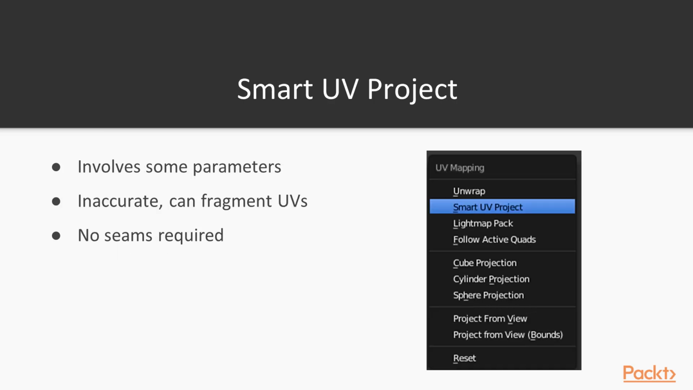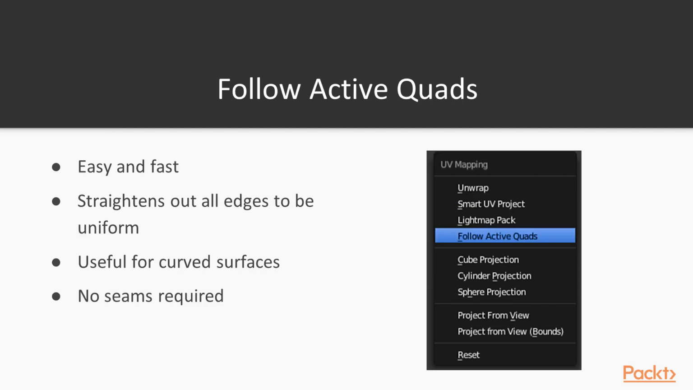The next UV mapping method is called smart UV projection. This is slightly more complicated and requires some simple parameters. However, for large and complex meshes, it can be inaccurate and fragment the UV representation. The good thing about this method is that it is relatively fast to do, requires no seams, and is effective for simple objects. Next is the active quads option.